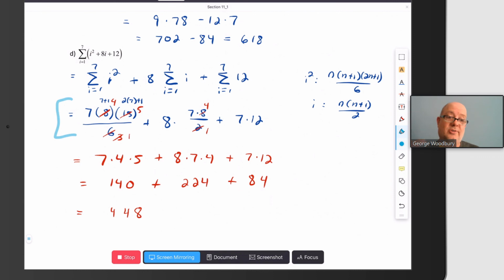So there are several examples using some of the properties: adding a constant, factoring out a constant, breaking a sum into multiple sums, as well as the formulas for the sum of i squared, or i cubed. That'll do it for this section.